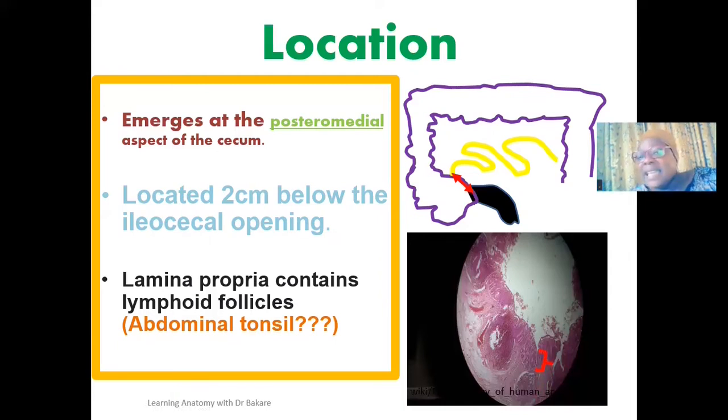Within the internal lining, which is the mucosal layer of the appendix, we have the lamina propria. The lamina propria is a sub-region of the mucosal lining of the appendix, and this region is seen to contain a collection of lymphoid follicles. And this is what is seen in this image. If you zoom into this image, you see aggregations or collections of lymph follicles, and these are of immune function. And this is why it is established that the appendix is an abdominal tonsil.